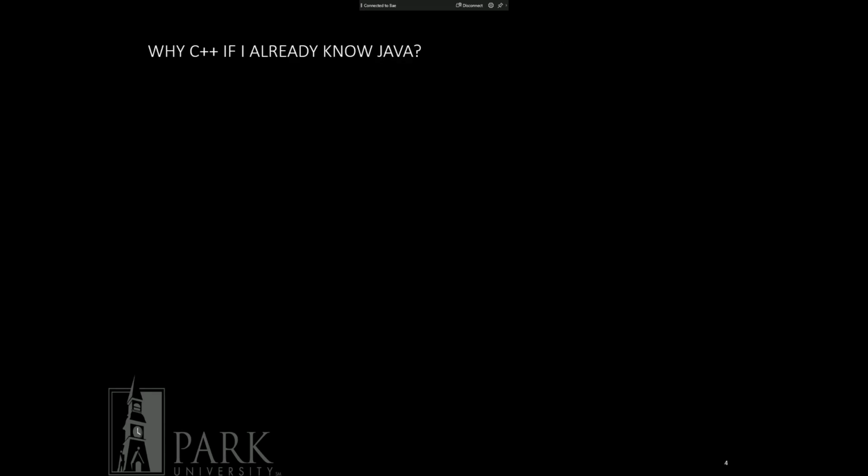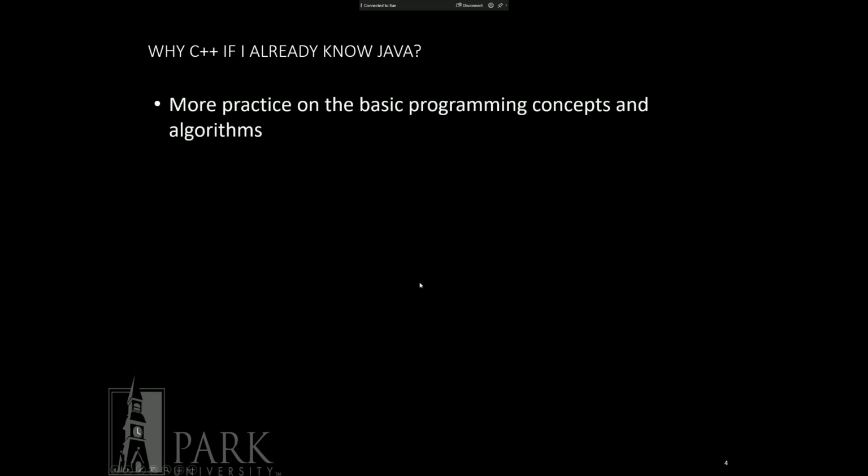Why do we want to learn C++ if we already know Java? Well, number one, we learn the basics of programming in our Java courses. Now we need to practice more on applying the basic programming concepts and developing algorithms. Number two, it's very common in IT that you work on several projects involving different languages at a time, and we need to be able to pick up new languages on the go. So we want to be able to translate those skills from one language to the next, and so each language that you pick up should take you less and less time.